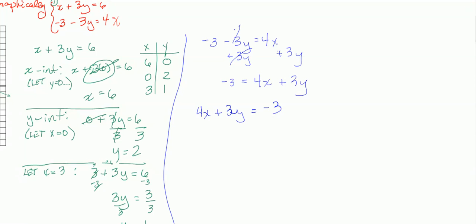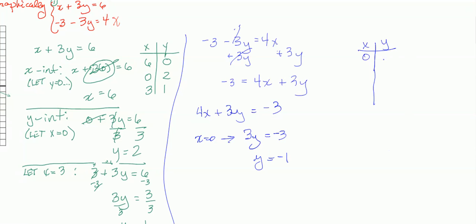So let's check it out. If we let x equal 0, that's going to be our y-intercept. So that'll zero out this first term. So x equal 0 will end up being 3y equals negative 3, because the x term cancels out. And y ends up being what? Negative 1. Good job. So we have negative 1 here.